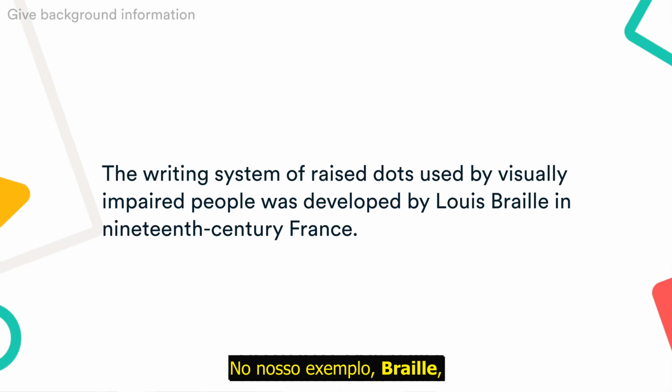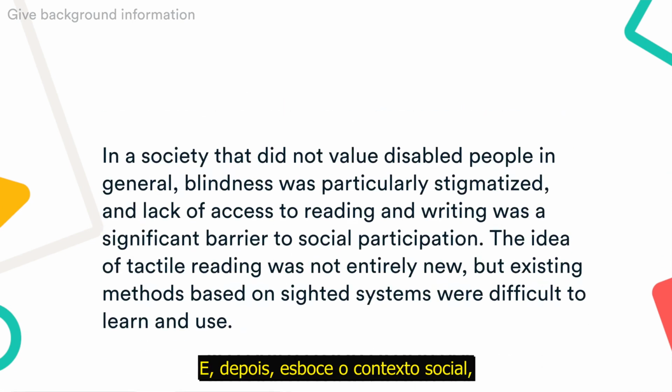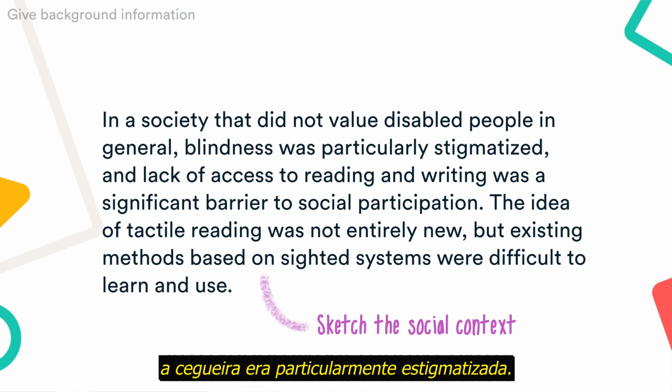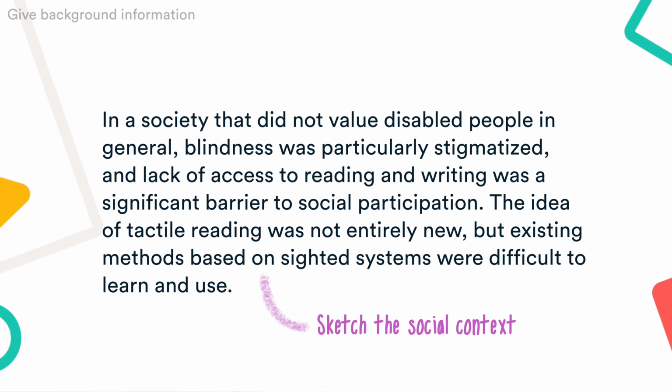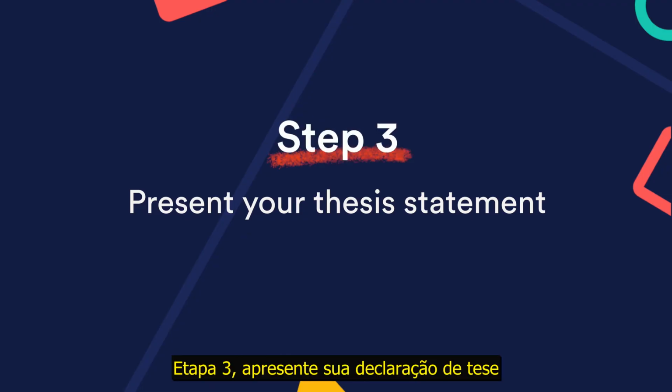In our Braille example, we first introduced the topic. "The writing system of raised dots used by visually impaired people was developed by Louis Braille in 19th century France," and then sketched the social context that the essay will address. "In a society that did not value disabled people in general, blindness was particularly stigmatized, and lack of access to reading and writing was a significant barrier to social participation. The idea of tactile reading was not entirely new, but existing methods based on sighted systems were difficult to learn and use."